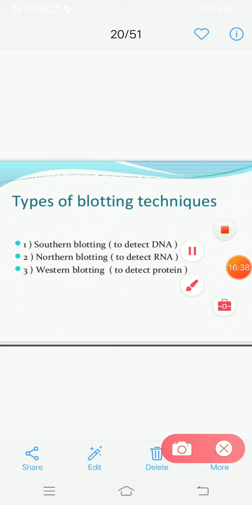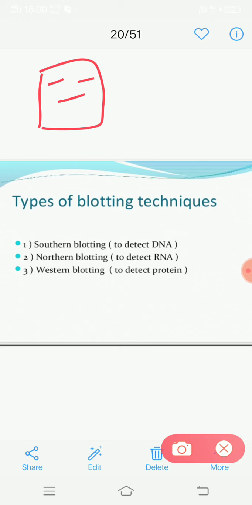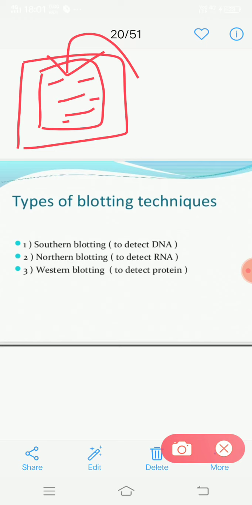In this way, you can add the probe to your blotting paper, or you can dip this paper into the solution of the probe. Then our gene of interest and probe will attach to each other, or will hybridize. There is a particular word known as hybridization. Hybridization means attachment.